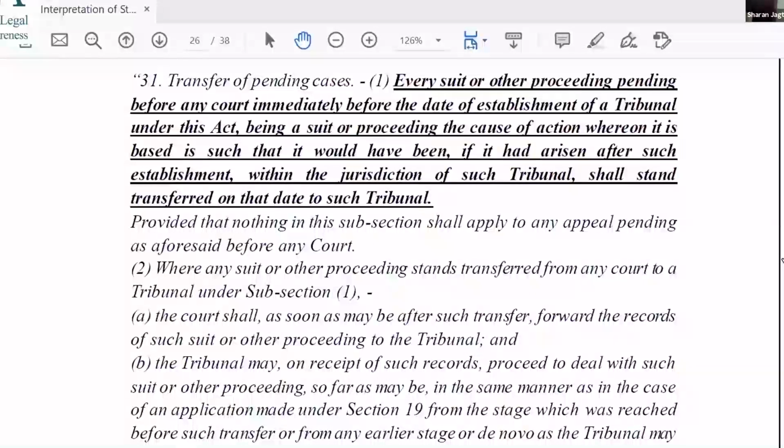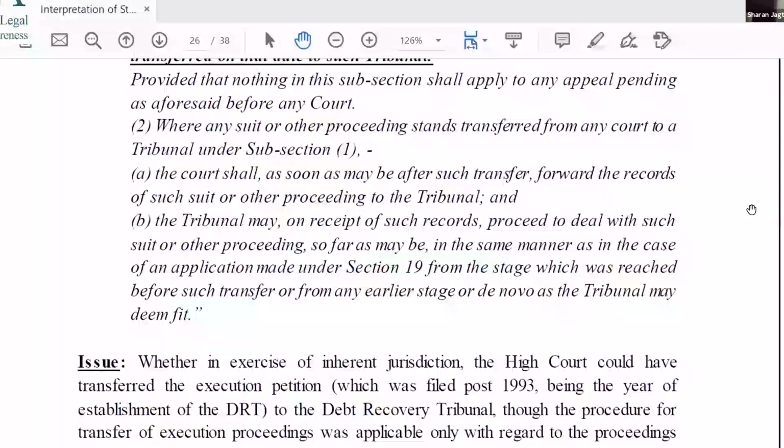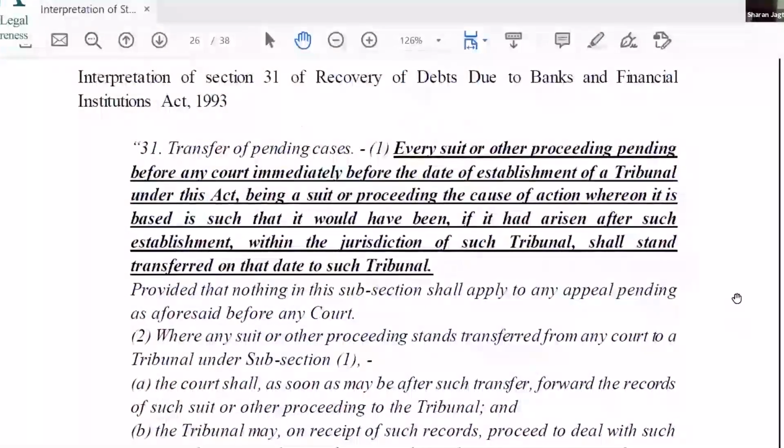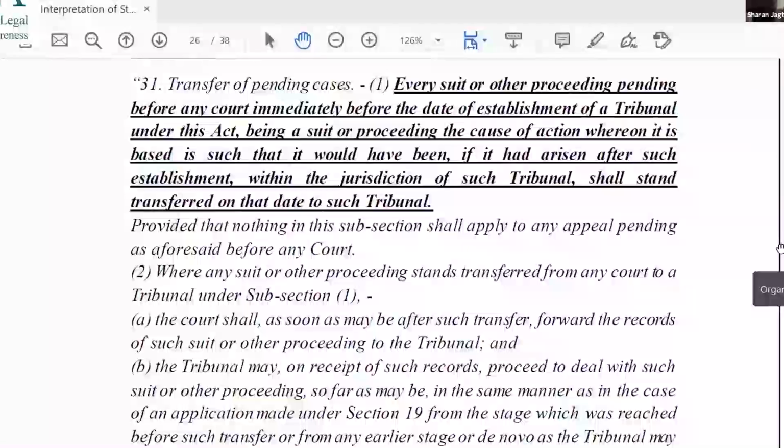And this arose in the context of a case where a bank had filed execution proceedings against a debtor in a high court for the purposes of executing a decree that it had obtained. But the bank, being negligent, allowed those execution proceedings to be dismissed in 1993. Then all bank suits were transferred from the High Court to the DRT. And the transfer provision, which I've quoted in my note, which is section 31, applied to proceedings that were pending on the date when the DRT was notified.